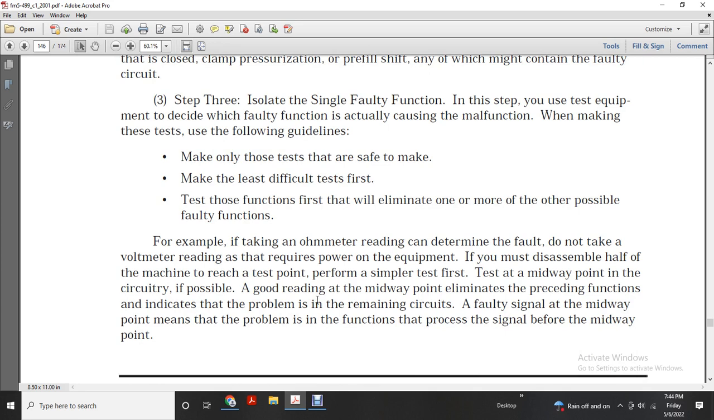For example, if you're taking an ohm-meter reading to determine the fault and you do not take the voltmeter reading as required, power on the equipment, and you disassemble half of the machine to reach the test point, perform a simpler test first. Test the midway point in the circuitry if possible.